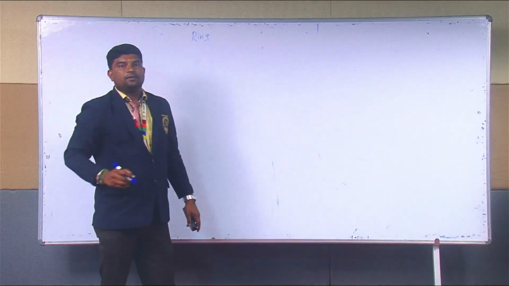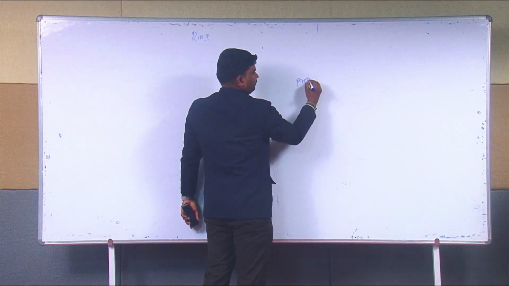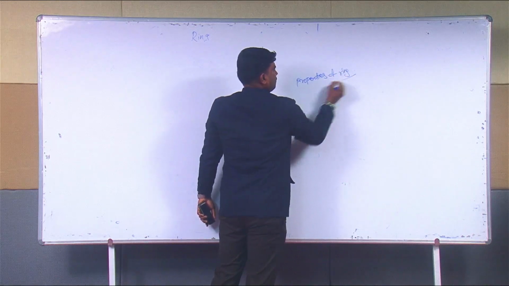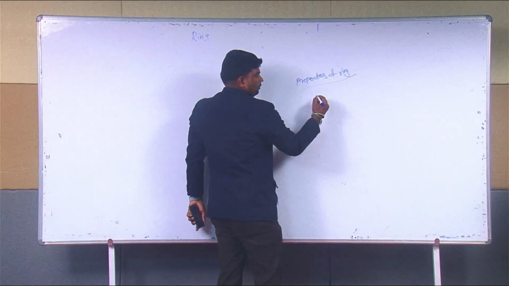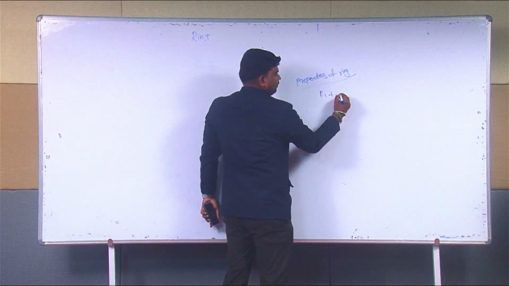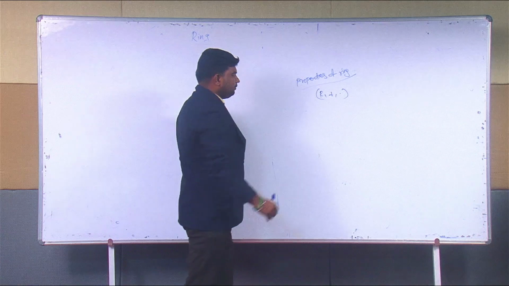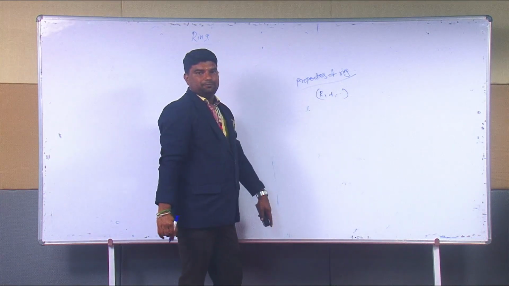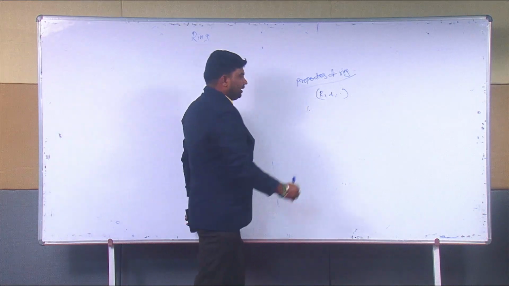So next we see the elementary properties of ring. A ring (R, +, ·) satisfies the first property: the identity element is unique.